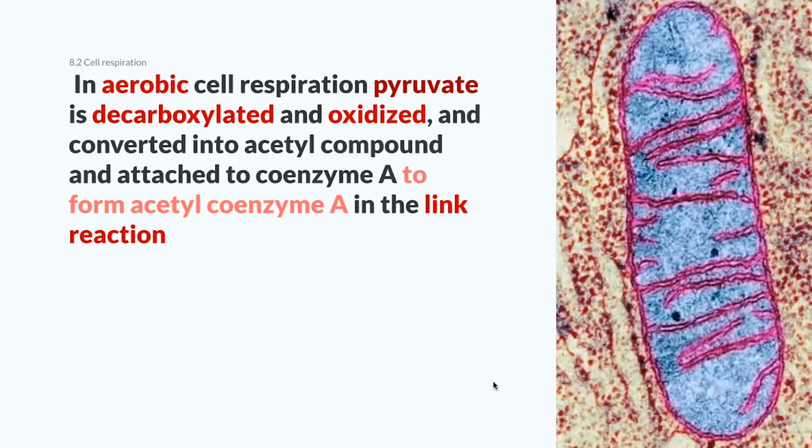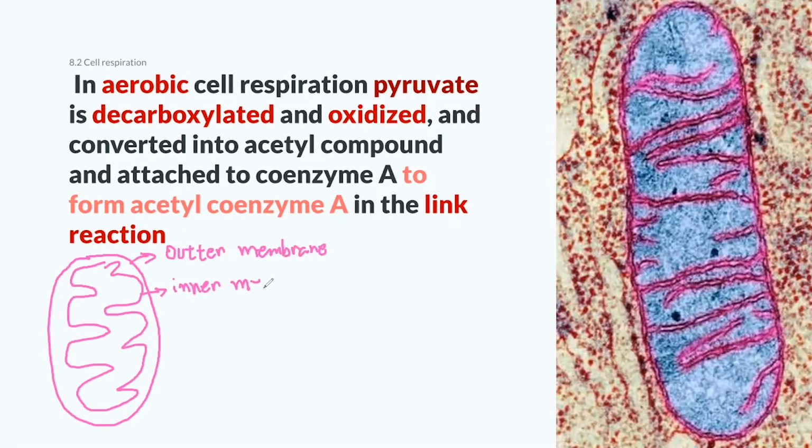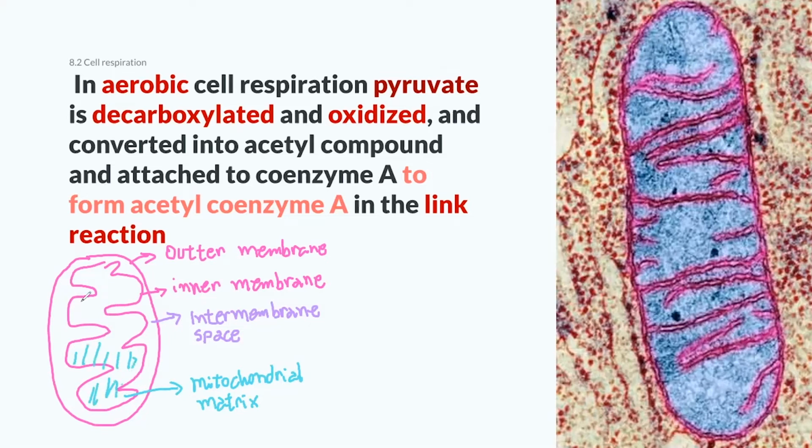Krebs cycle. So we have here this micrograph, this electron microscopy image of a mitochondria. This is artificially colorized, right? But basically we have our mitochondria like this. So this space inside here, this is called the mitochondrial matrix. This is where the Krebs cycle happens.